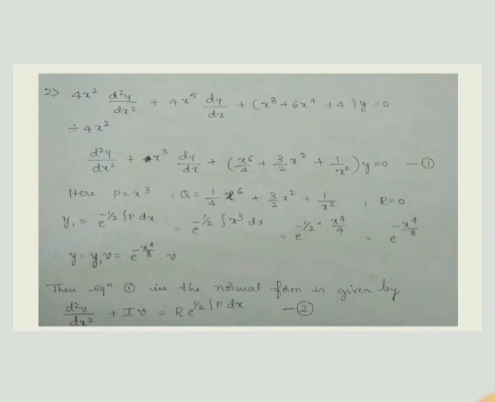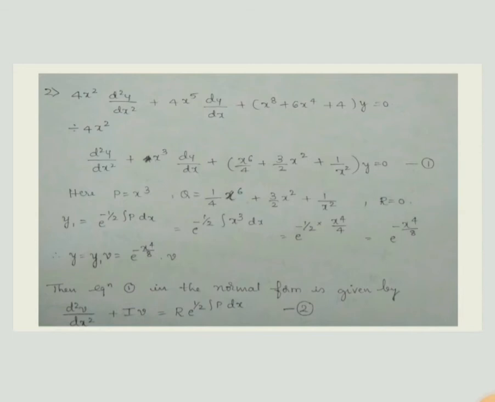From that we will obtain p as x cube, q as 1 by 4 x power 6 plus 3 by 2 x square plus 1 by x square, and r is equal to 0 because RHS is 0. Now y1 is equal to, what is the formula? y1 is e power minus half into integration of p into dx. So that is equal to e power minus half into integration of x cube into dx, that is equal to e power minus half into x power 4 by 4. That is equal to e power minus x power 4 by 8.